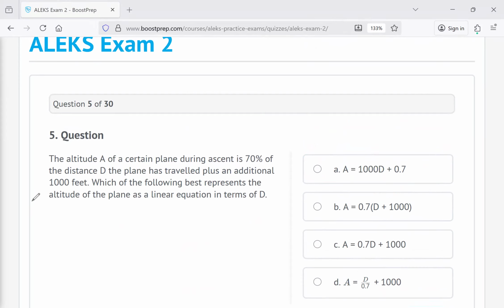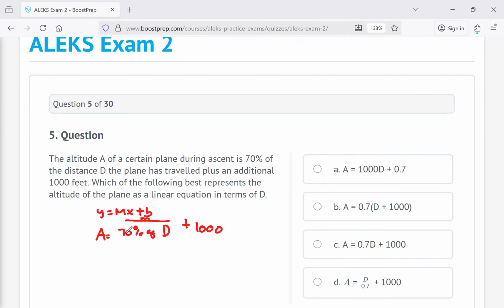If you look at all the choices, they're all linear equations. It's in the form of y equals mx plus b, right? So what do you think it will be? This one, I believe, so you could think of the altitude equals 70% of d, just like your m. So this is your m, and then your b is your starting point with an additional 1,000 feet.